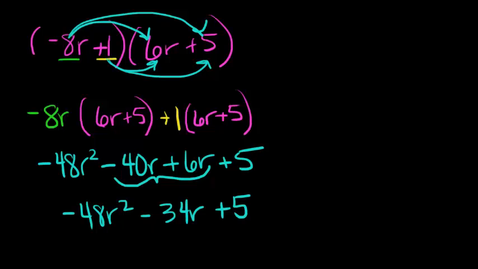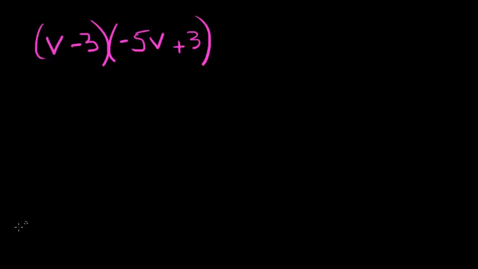Okay, so I'm going to give you one to try. That's very similar. Let's do v minus 3 times negative 5v plus 3. Okay, pause the video and go ahead and multiply that out. And I want to talk about the pattern when you're done.